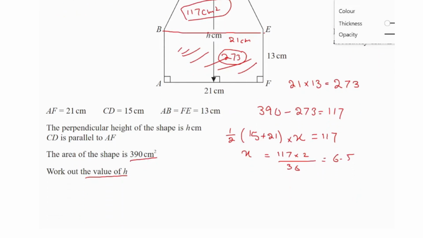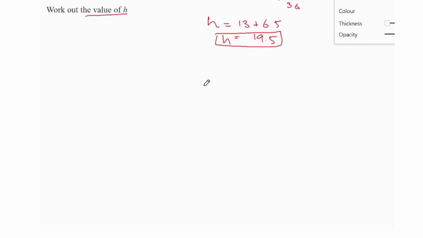Are we looking for the total height? So we know that from there to there is 13. So the height h is equal to 13 plus 6.5. So we will get 19.5. So the total height of the shape is 19.5. So we're going to write down our final answer here, 19.5. Okay, this is a 4-mark question.